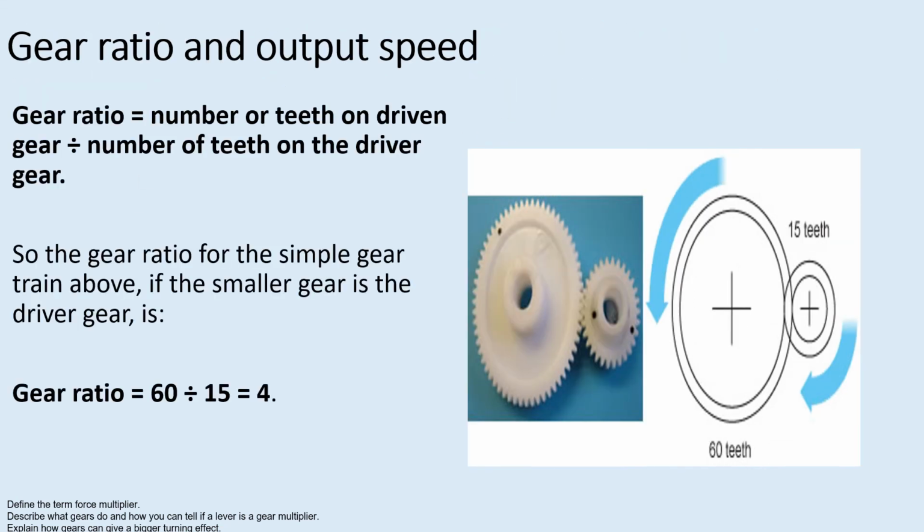So if the gear ratio for a simple gear train above, which is this one here, if the smaller gear of the driver gear is 15, then 60 divided by 15, it's 4. So that is your gear ratio. That is how you work that out, because you've got 60 teeth on this one and then 15 teeth on this one. So your number of teeth on the driven gear divided by the number of teeth on the driver gear. So this would be the driven gear and that would be the driver gear.